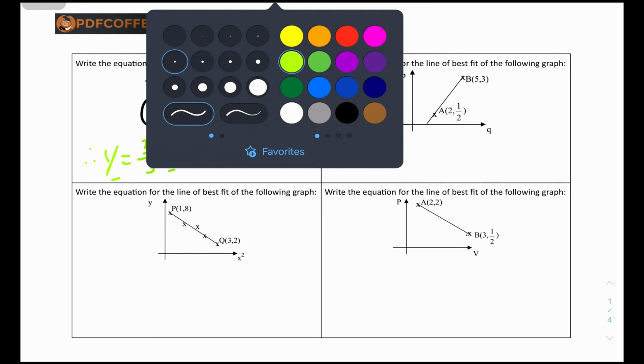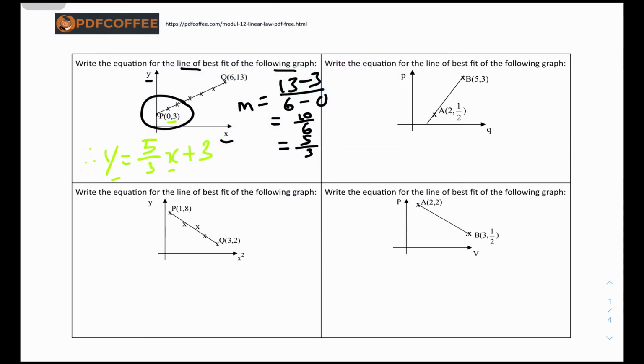In question 2, find the equation for the line of best fit for the following graph. So we have p plotted against q. As usual, find the gradient. m equals 3 minus 1/2 over 5 minus 2. So 3 minus 1/2 will get us a fraction, because you have to convert 3 into a denominator of 2. So it will be 5 over 2 divided by the 3 from the bottom. So 5 over 2 divided by 3, because there's a fraction on top of a fraction.